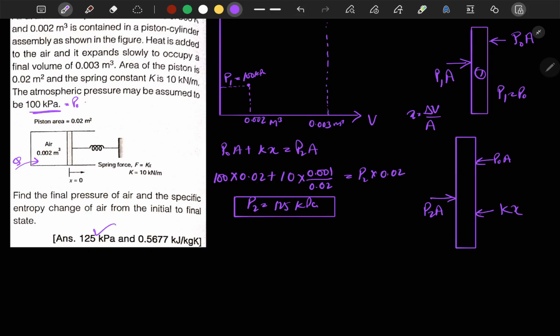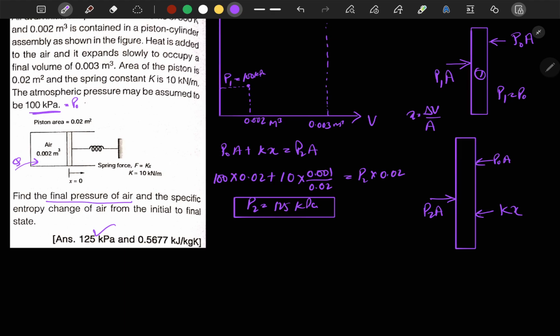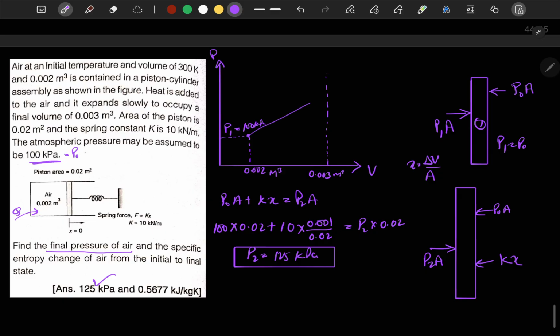It asks for the final pressure of the air, so we can calculate the final pressure as 125, which is higher than the pressure P1. So our process goes from state 1 to state 2, where P2 is equal to 125 kilopascal. Now it asks what the change in entropy is.